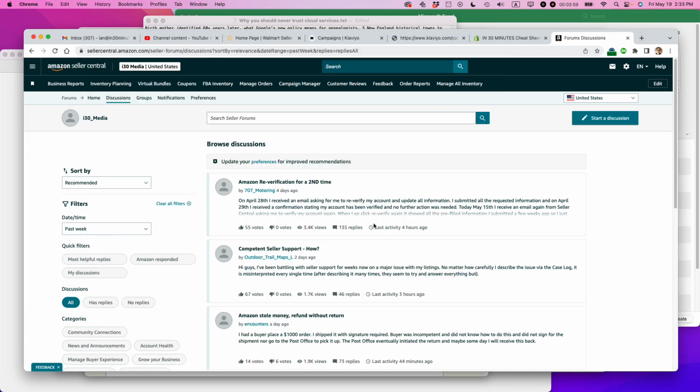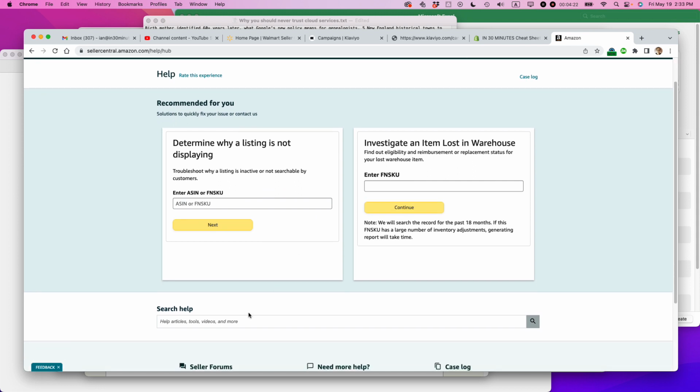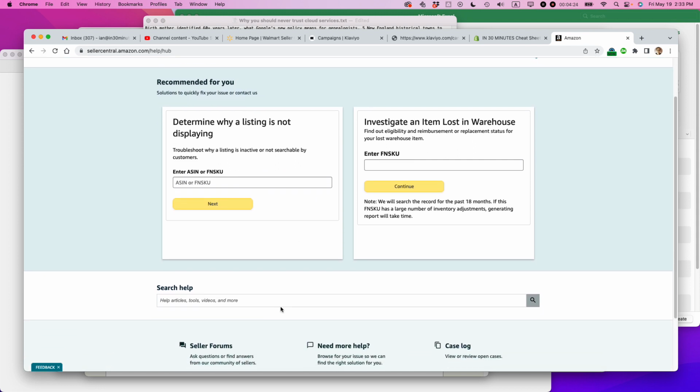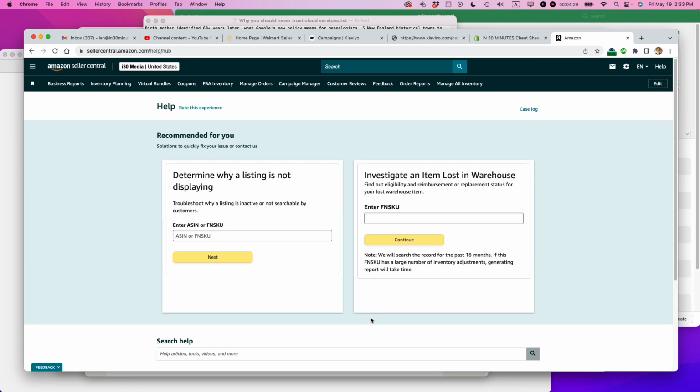And when you come to your Amazon Seller Central account and your account has been suspended, some things you cannot access at all. Like, maybe you can't access your money. Maybe you cannot access manage orders. Maybe you cannot access order reports. But you should still be able to log in. You should still be able to click the help icon up here, and then try to resolve the issue either by searching for help or clicking this button right down here to get support.